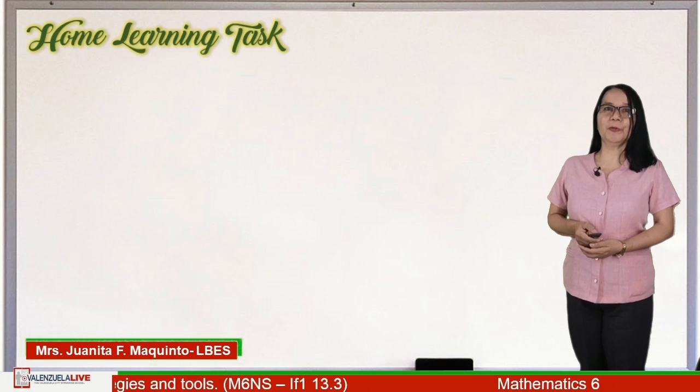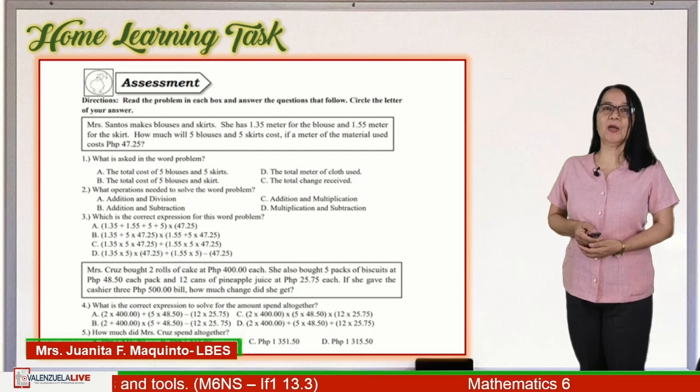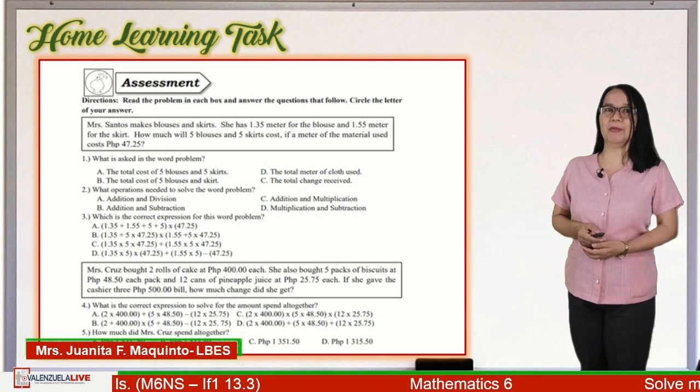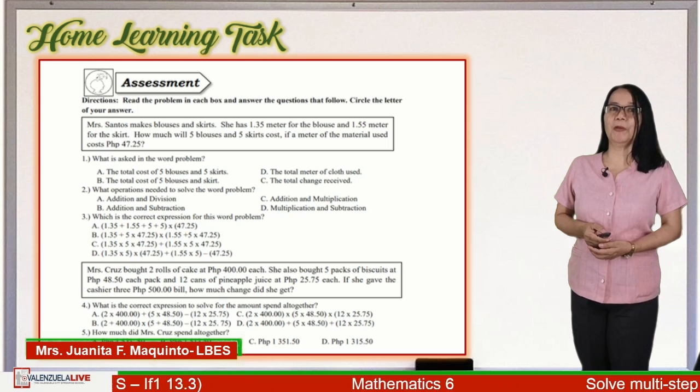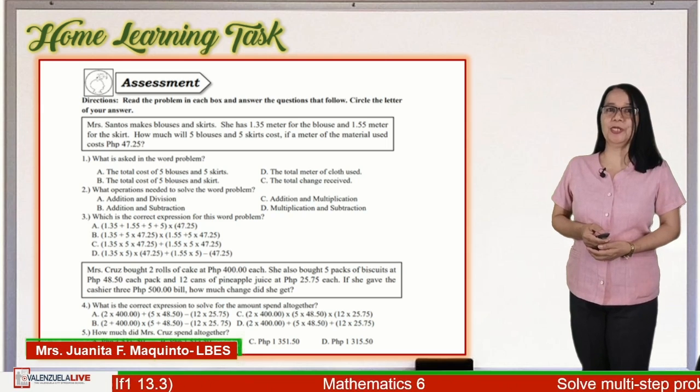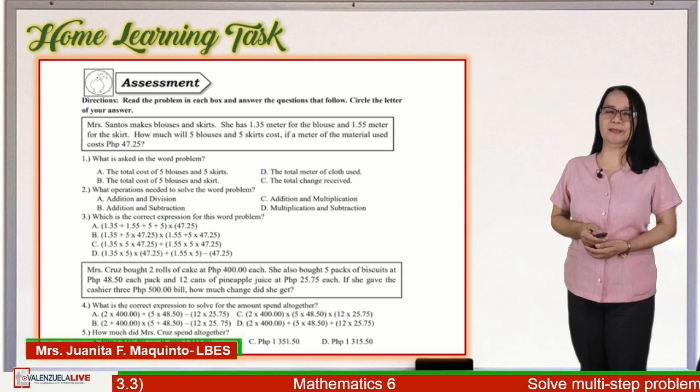If there are no more questions, I want you to get your self-learning module and take note of your assignment. Answer assessment in your module on page 28. Your discussion teacher will be the one to check it.